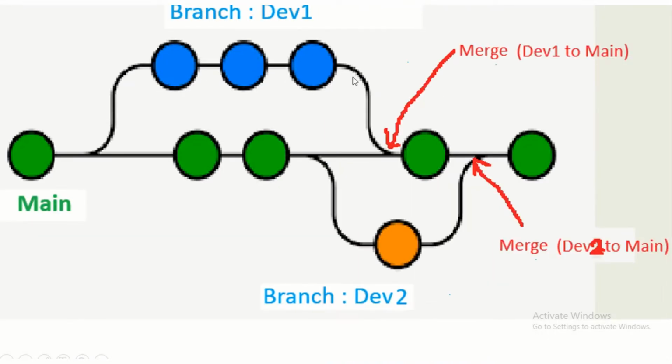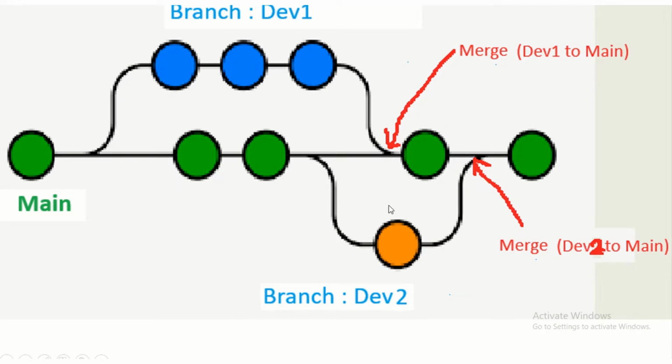Suppose these blue circles are commits. So suppose the developer makes 3 commits, and then he'll merge here. He'll merge to the main branch from dev 1, and here also developer 2 will use the dev 2 branch and merge here to the main branch.